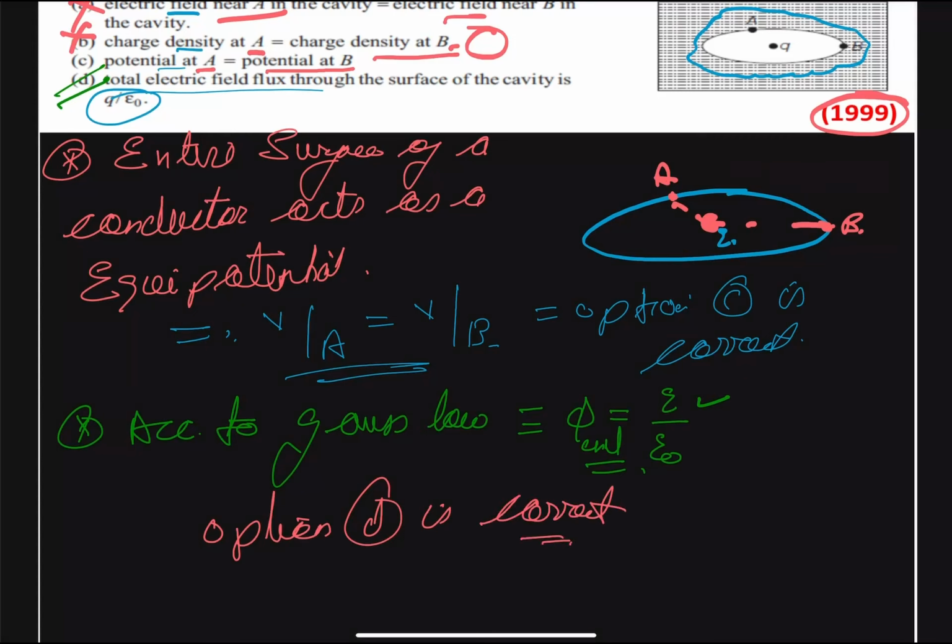So here the shape of the elliptical conductor cavity plays a very important part. If it would have been the circular shape, then all the options A, B, C and D would have been the correct ones.